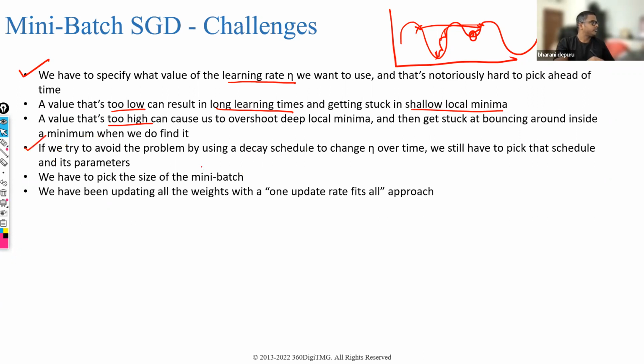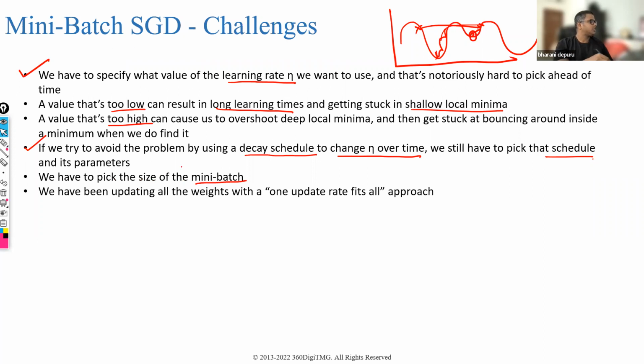And then if you try to avoid this problem by using a decay parameter to change the learning rate over time, what decay schedule will you choose? Exponential, delayed exponential, step, or bold driver? Which technique will you apply? Again, a bunch of things are there. And to pick the mini batch size, again, it's a challenge. What should be the batch size? 128, 256, 512?